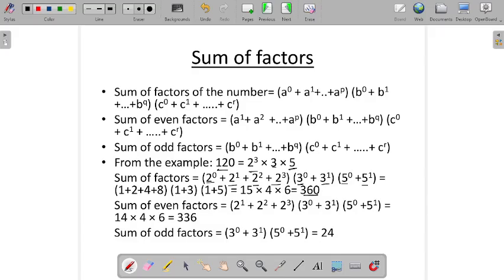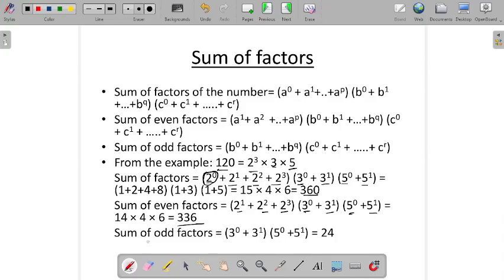To find sum of even factors, we should not include the value of 2 power 0. Other values we can include. For example, in this example, for sum of even factors 2 power 0 is not accepted, so only 2 power 1, 2 power 2 and up to 2 power 3. But for the other odd values, we mention the same thing: 3 power 0 plus 3 power 1, 5 power 0 plus 5 power 1. When we calculate it, we get 336 as the answer.